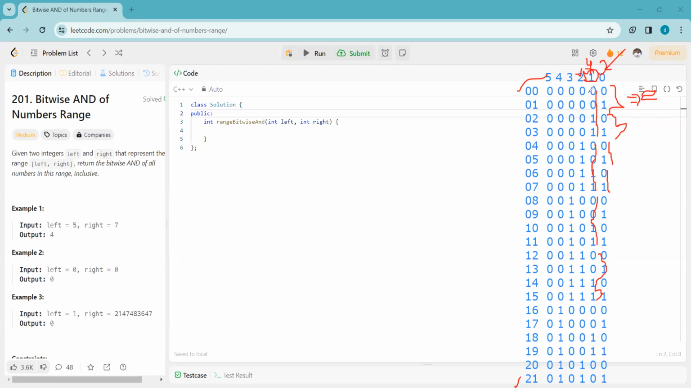Let's see the second bit. Here we have 4 zeros, 4 ones, again 4 zeros, 4 ones. That means for the second bit, the pattern repeats after 8 consecutive numbers. Similarly, for the third bit the pattern repeats after every 16 numbers, for the fourth bit after every 32 numbers, and for the fifth bit after every 64 numbers. If the pattern repeats after every so many numbers, half of them will be 0 and half will be 1 for that bit position.